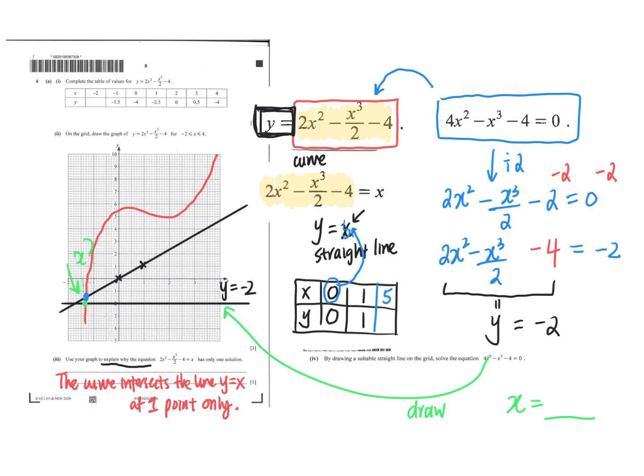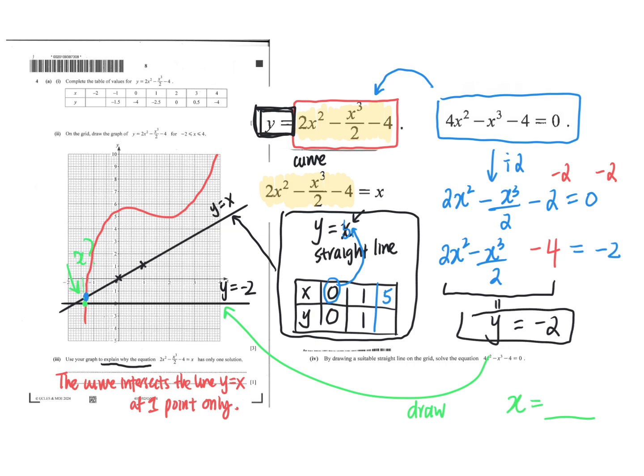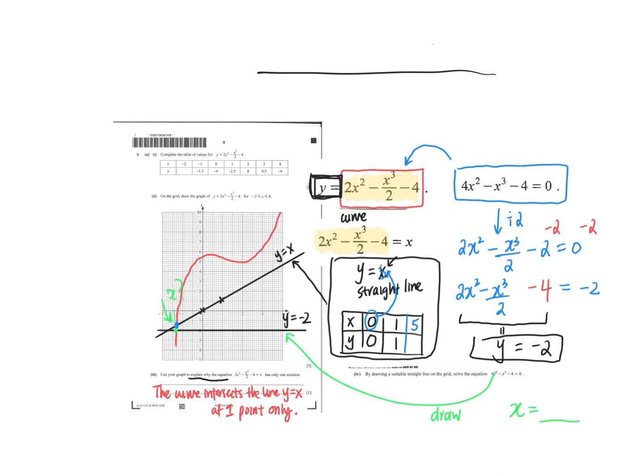The box is for drawing the straight line. You need the box to draw the 2 points. This is y equals to x. Y equals to -2 is a horizontal line. Don't even need to plot. Remember, horizontal line is always y equals to something. Vertical line is always x equals to something.